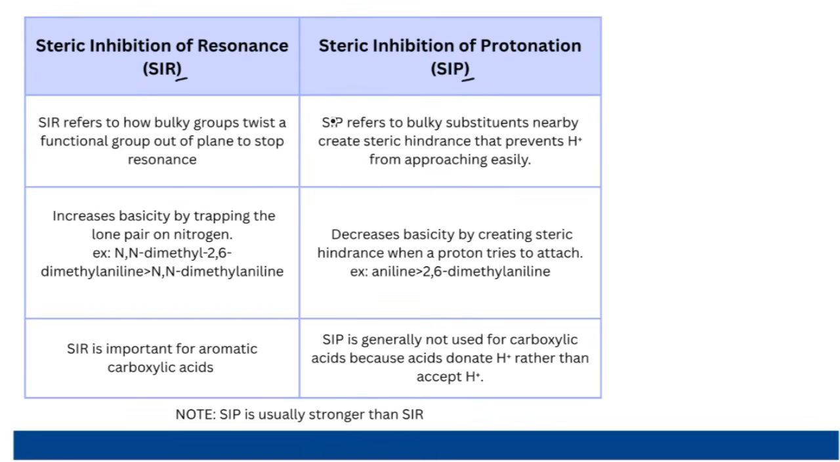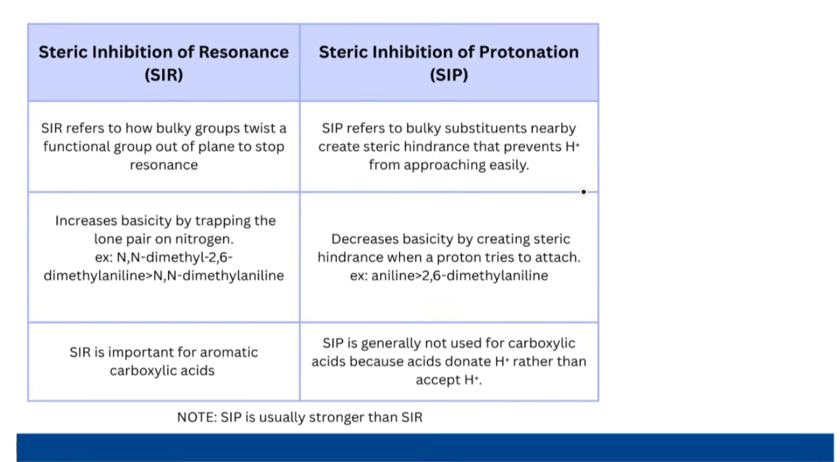So, let's get started. First, let's understand the meaning of the word steric. In organic chemistry, steric refers to the spatial arrangement of atoms and how their physical bulk or size affects chemical reactions or properties of molecules like acidic strength or basic strength. That's right. We are going to use these two concepts to explain the basic strength of the molecules.